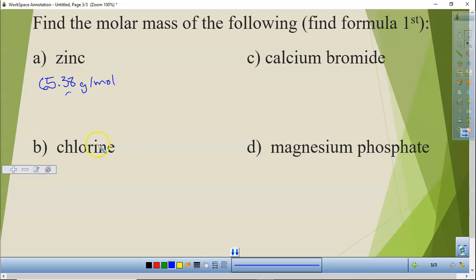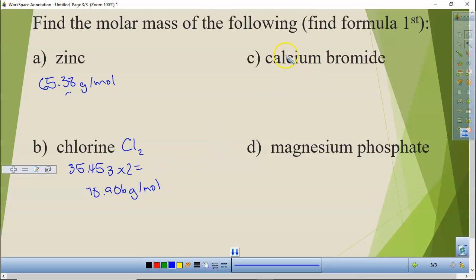That's it. Find chlorine. Now, what's the formula for chlorine? It's Cl2, isn't it? So the molar mass of chlorine is going to be its mass on the periodic table, 35.453, times 2. Okay, use your calculator. 70.906, and the unit is g/mole.